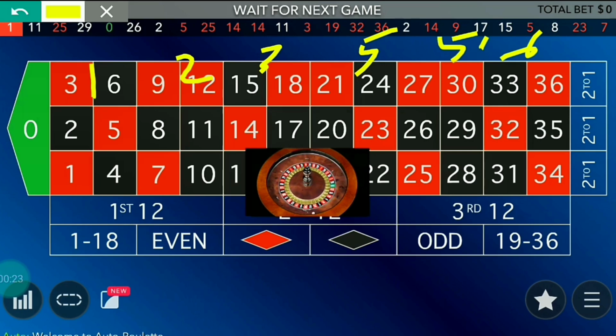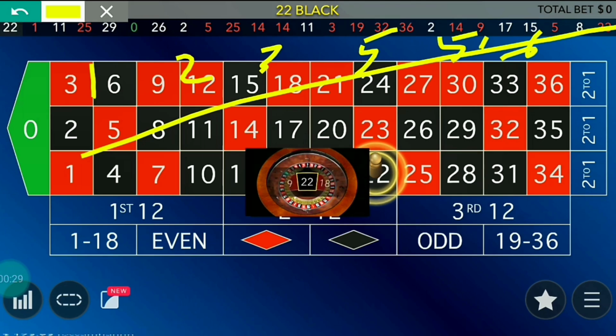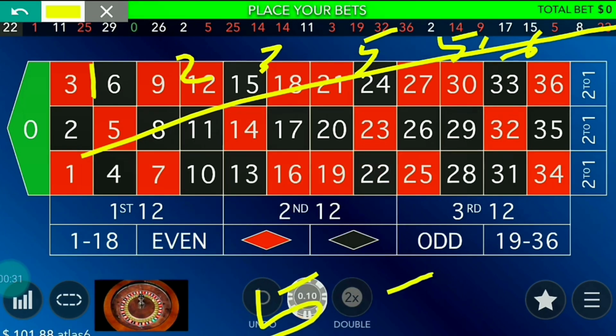So in 6 line bets you can cover the whole table, but the strategy is not to cover the whole table. You need to cover only 5 lines out of the 6 lines on the table, which means you cover 30 numbers out of 37 numbers on the table. So your chances of hitting a winning number will be high.